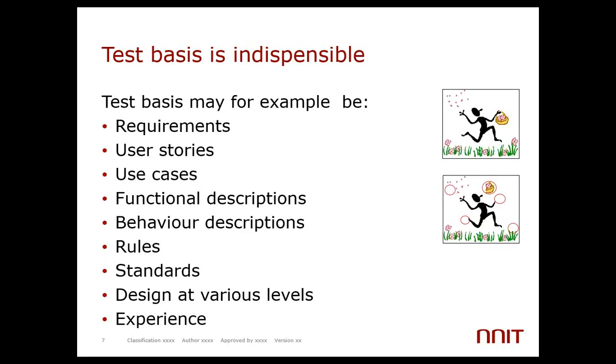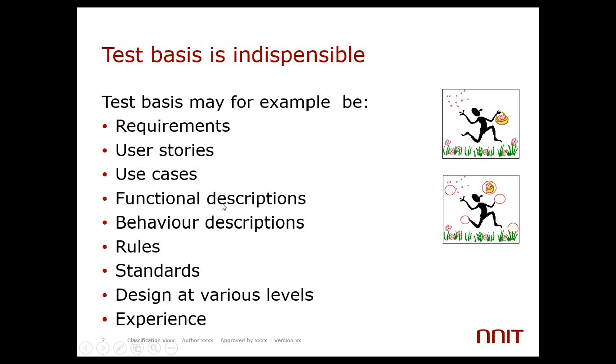So to be able to compare with something, you have to have what we call the test basis. This is what you compare the product you've been delivered with. And that test basis can be many different things depending on what test sub-process we are doing, depending on the developed model, etc. So some examples of test basis are requirements, maybe in a requirement specification, maybe in the form of user stories if we do agile testing or agile development using user stories.